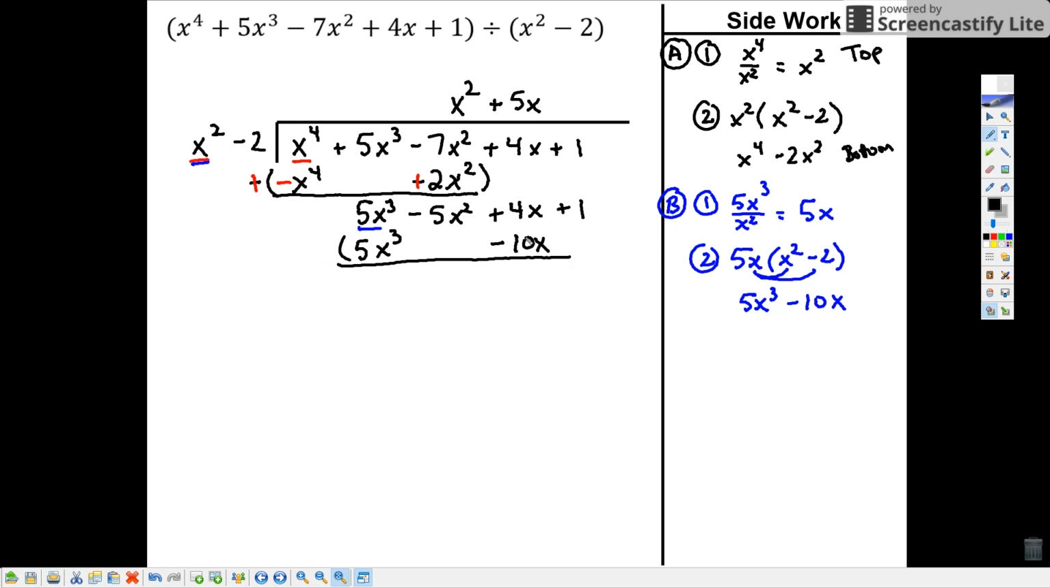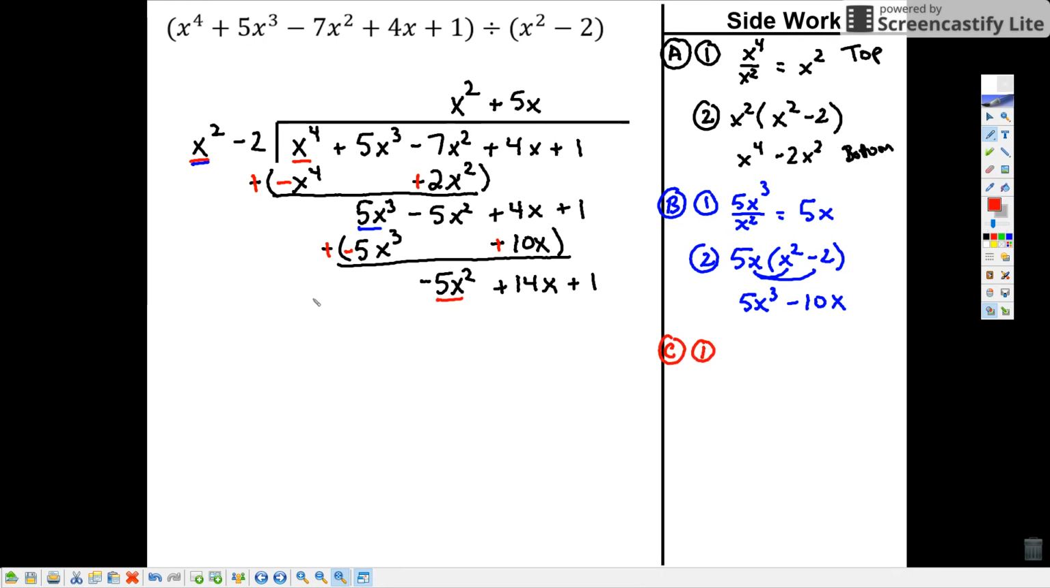And then we subtract. But I personally am going to change that to an addition problem by changing the signs and then adding straight down. So 5x cubed minus 5x cubed just gives us 0. And negative 5x squared plus 0, it's going to be negative 5x squared. 4x plus 10x is a 14x. And then we have a plus 1. Then we do it again. So let's go to part C, step 1.